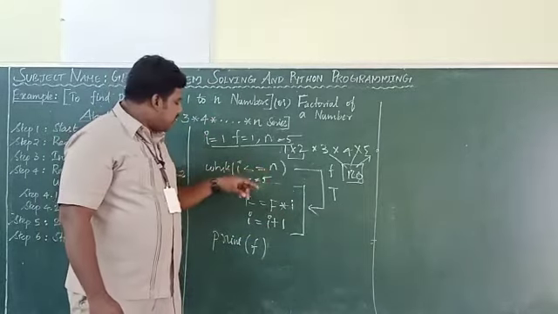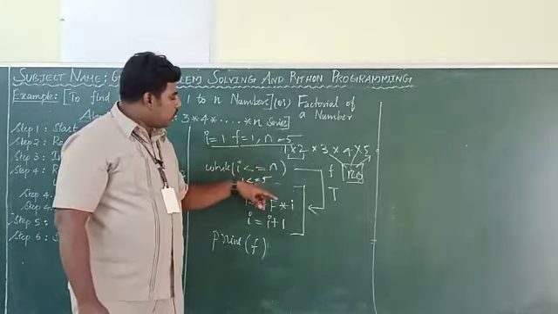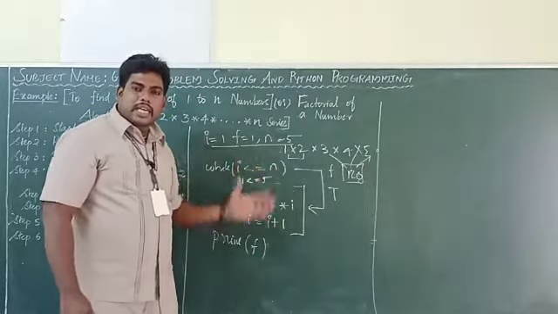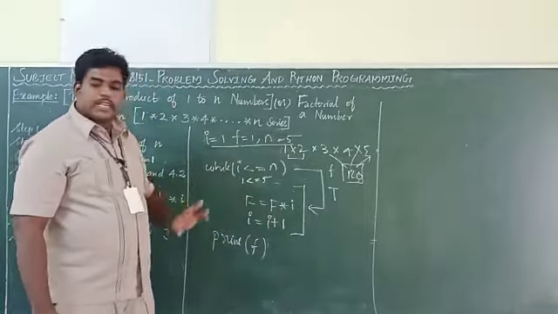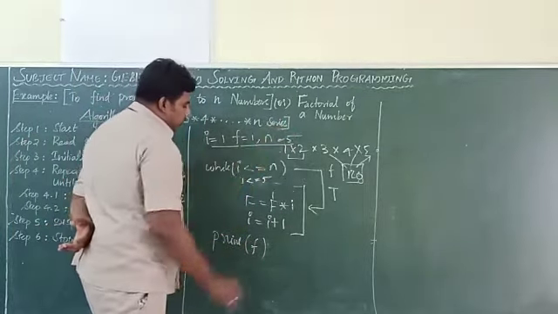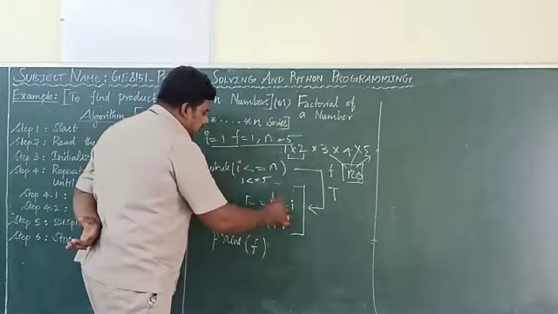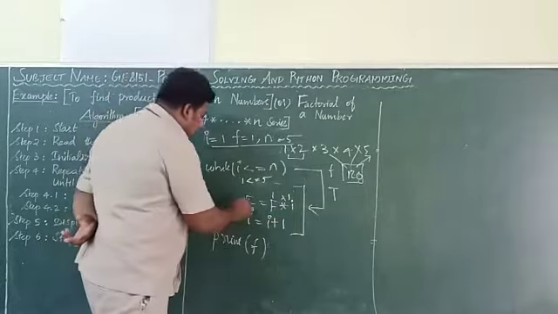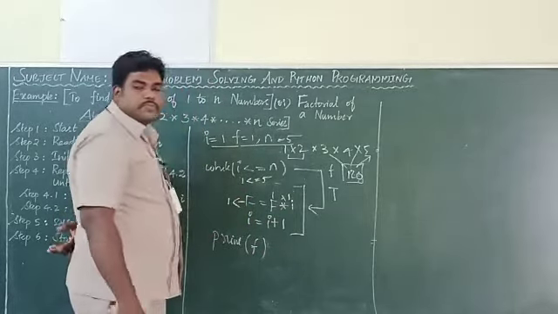While i less than or equal to n, i value is 1, 1 less than or equal to 5, condition true. True means repeat these steps again and again. So at first this condition is true. So what's the f value now? Initially f value is 1. F into i, what's the i value? 1. 1 into 1, what's the answer? Now your answer is 1.